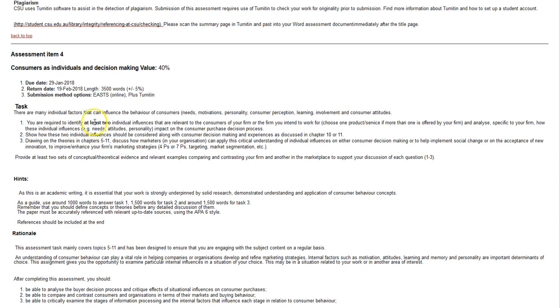So you need to identify at least 2 individual influences that are relevant to consumers. Number 2 is to show how those individual influences should be considered during the decision-making process, and having a look at chapters 10 and 11, and draw on the theories that you've learned during chapters 5 to 11 to show how these individual influences affect consumer decision-making and how they influence marketing strategies. So there are some hints there to help you through the process.